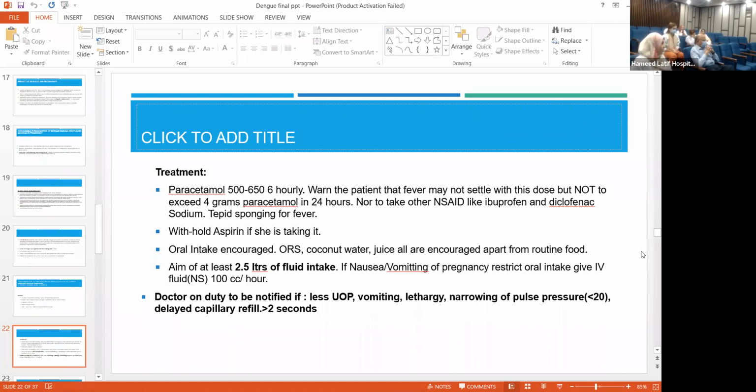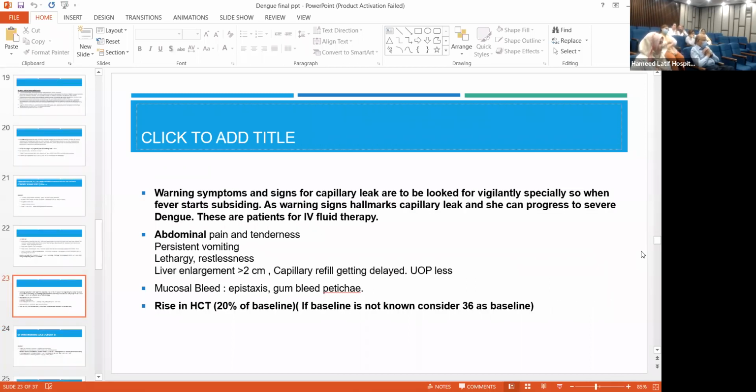Oral intake should be encouraged, but if the oral intake is not enough, then we should at least aim for 2.5 liters of fluid intake. If there is nausea and vomiting, then IV fluids should be given. And if the urinary output is decreasing, or there is vomiting, lethargy, narrowing of pulse pressure, and delayed capillary refill, then this is also alarming and should be notified immediately.